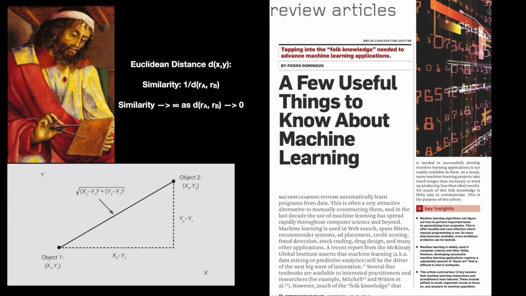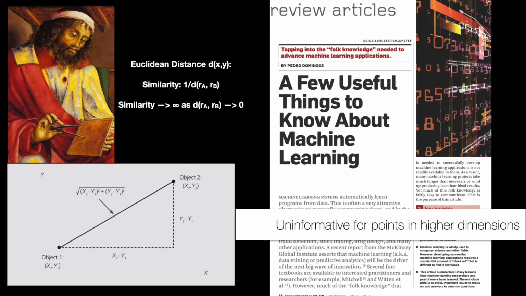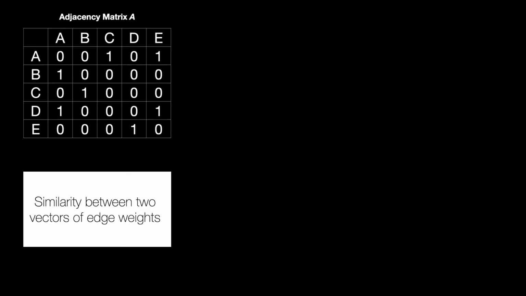Well, I encourage you to check out this review article by Pedro Domingos, where he talks about a few useful things to know about machine learning. One of the important ones is that when we start talking about high dimensionality, or items in a high dimensional space, as are many things in the current web environment, things like Euclidean distance start to break down. For really high dimensions, Euclidean distance is not a very good measure because basically everything ends up being equivalently distant when you're talking about hundreds and thousands of dimensions. So let's talk about some other ways that we can operationalize similarity.